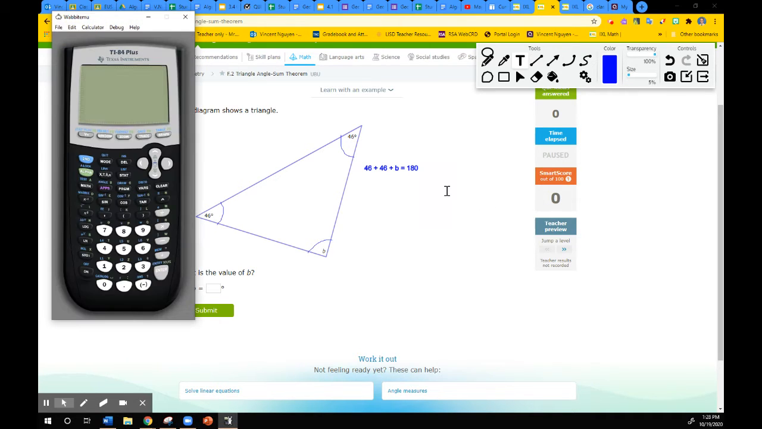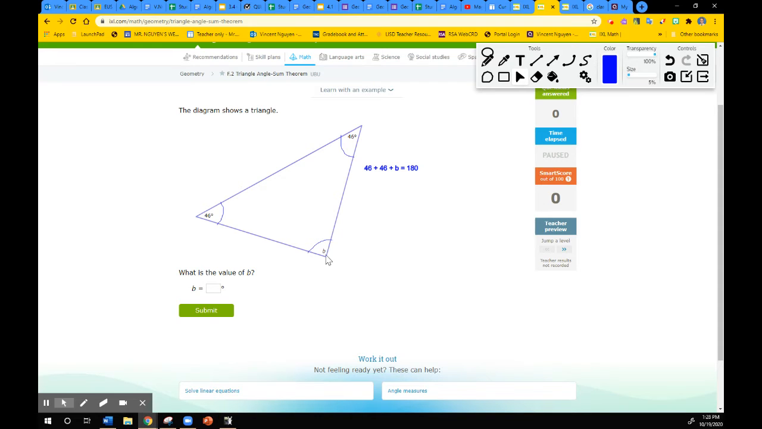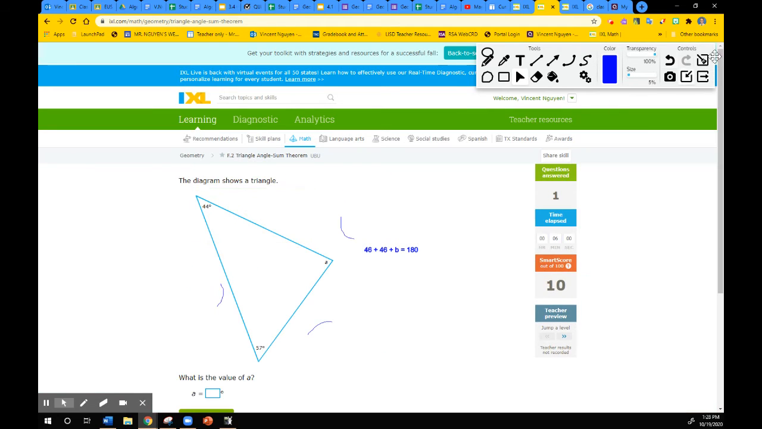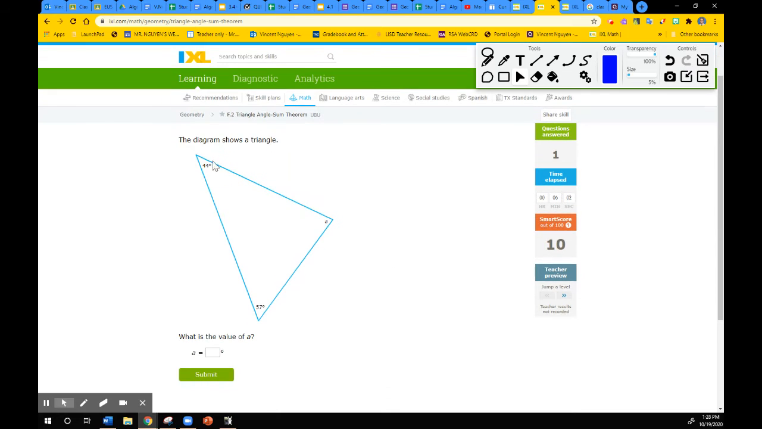So I'm just going to go ahead and do that on the calculator. 46 plus 46, combining like terms, and then move that to the other side, which means I'm going to subtract. So 180 minus 92, and then we get 88. So the answer to this problem is this angle B here has to be 88 degrees to satisfy the theorem. And of course, again, I'm going to be skipping levels so that you can see more complex problems. Let's do this one more time.